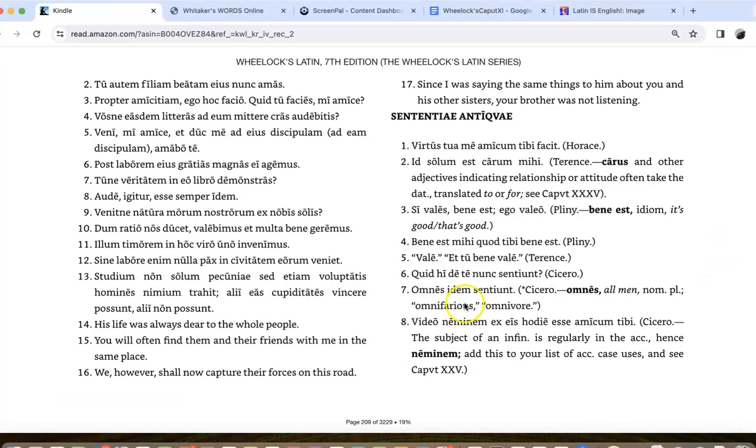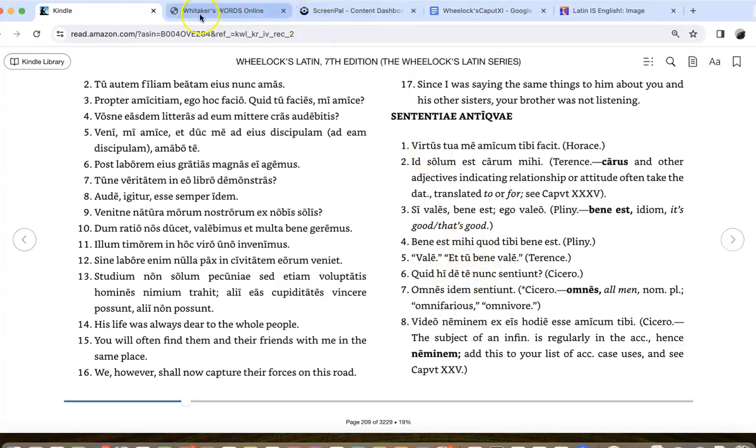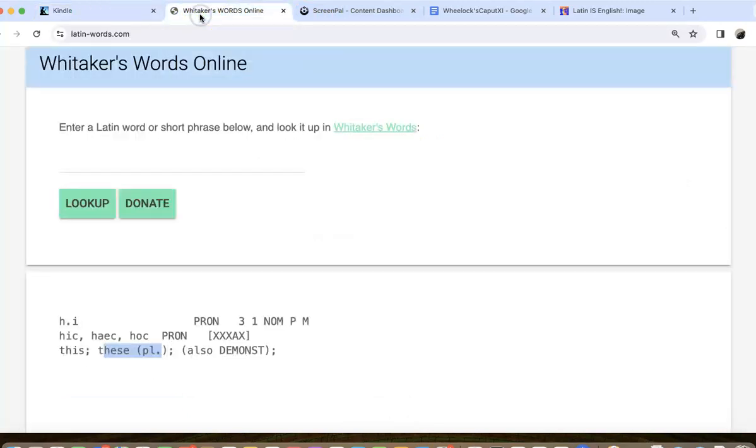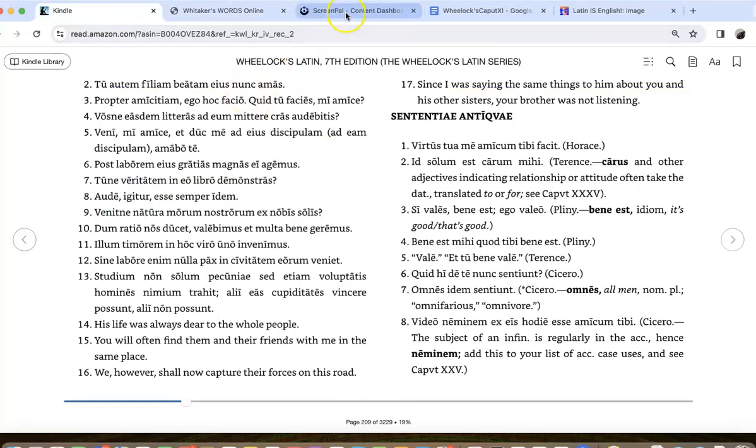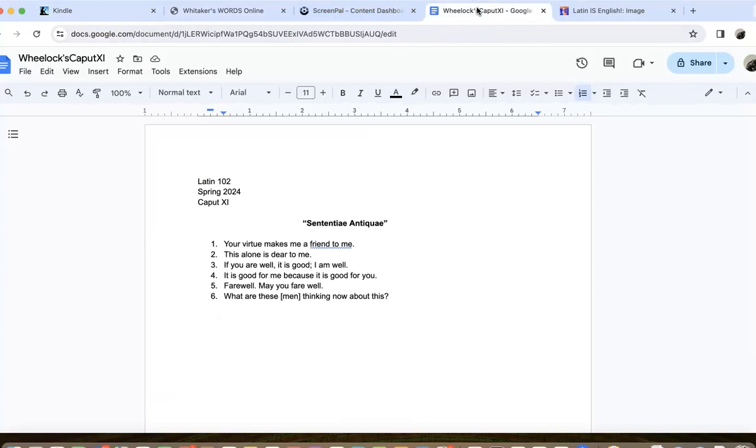Go back and take a look at the example. Remember Latin doesn't use is or are. What are these men now thinking? Nunc means now. What are these men now thinking de te? Actually, de te means about you. I made a mistake there because te is not this, but refers back to a person. So I apologize, let's change that there. About you. So de te.